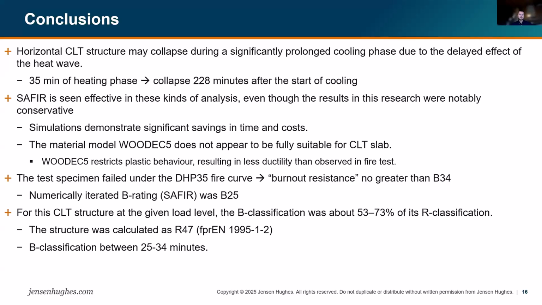For this CLT structure at the given load level, the B classification was about 53 to 73 percent of its R classification, which was calculated according to the next generation Eurocode to be R47 with these loading conditions. So the B classification would be between 25 to 35 minutes, meaning that if the heating phase of a fire would exceed that, then the structure would probably collapse somewhere in the cooling phase.